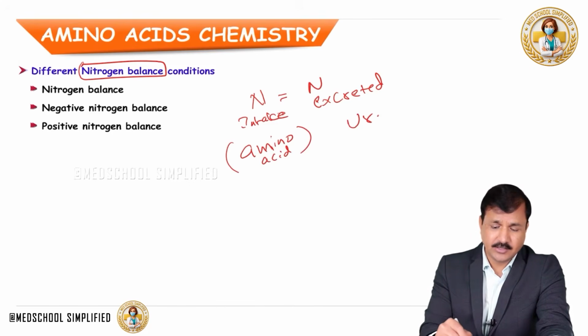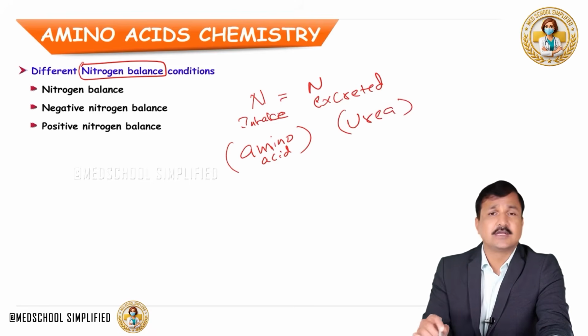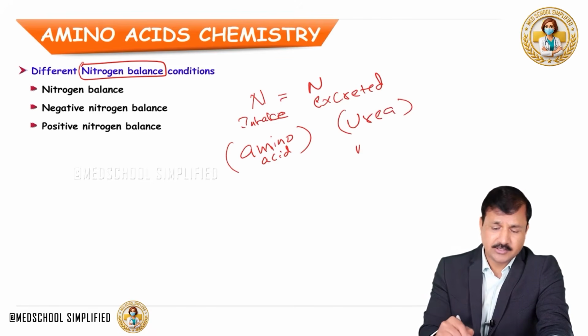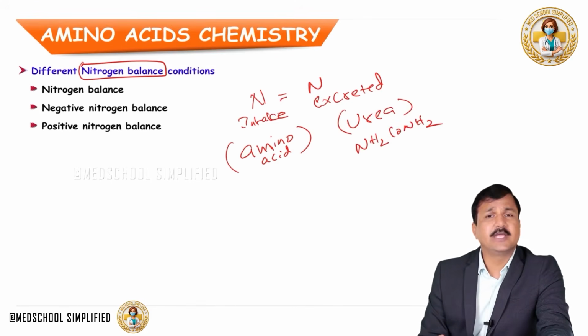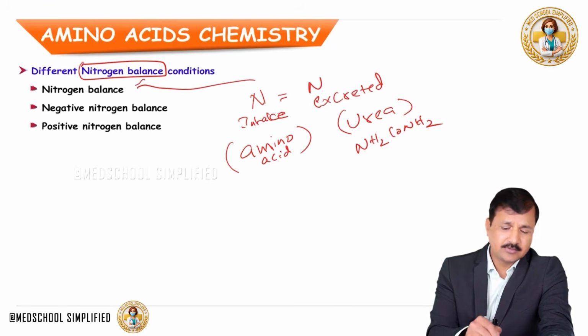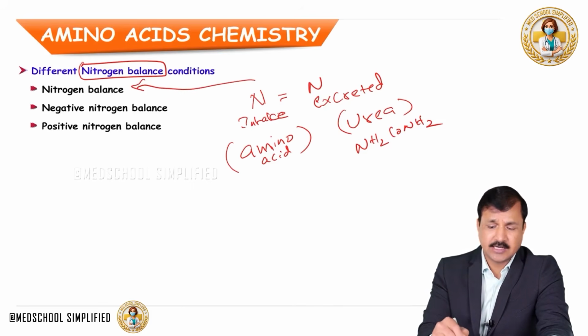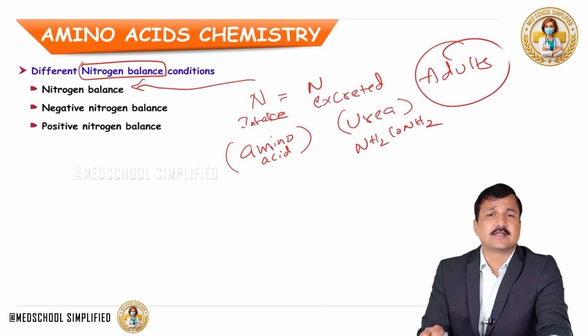It is the urea in the urine. Urea is the nitrogen excretory product because urea is NH2CO NH2. So the amount of nitrogen that we are taking in should be equal to the amount of nitrogen that we are excreting, and that is what is referred to as nitrogen balance, and generally adults are in nitrogen balance.